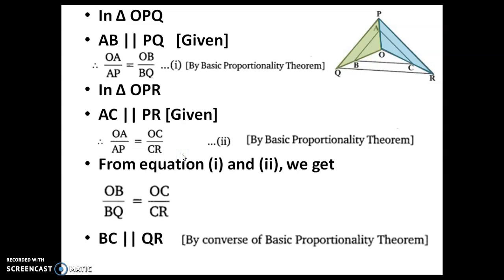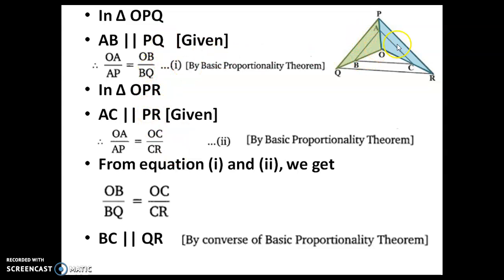So if you take the whole triangle OQR, OB by BQ and OC by CR, these two ratios are equal. By converse of basic proportionality theorem we can say that these two lines are parallel. Okay, understood?